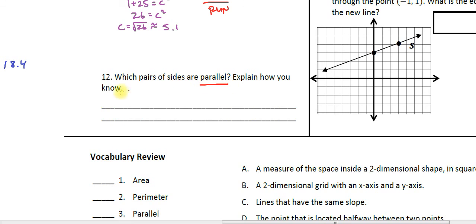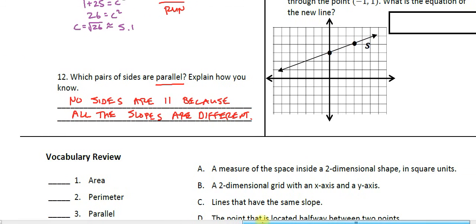Which pairs of sides are parallel? No sides are parallel, and I'm going to use a symbol for parallel, because all the slopes are different. Or you could have put because no slopes are equal, but I'll just put all the slopes are different. So I proved that there are no parallel lines because there are no slopes which are the same.